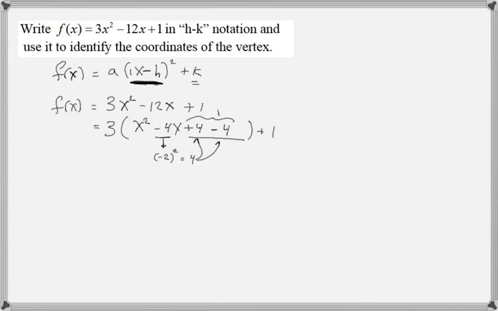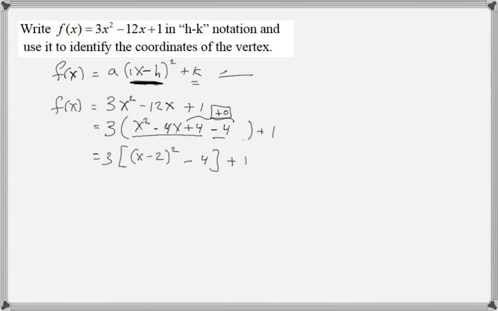Effectively what that means is I'm adding 0, so I'm not changing the value of anything, but I'm now going to have a perfect square. To see the perfect square, if I look at the first 3 terms, x squared minus 4x plus 4 factors to x minus 2 quantity squared. I still have this minus 4 over here that I'm going to bring down into plus 1.